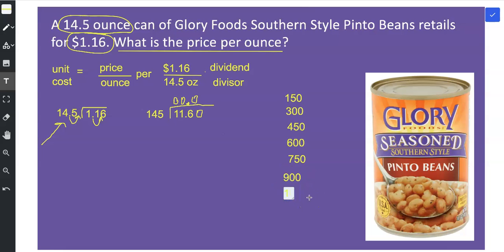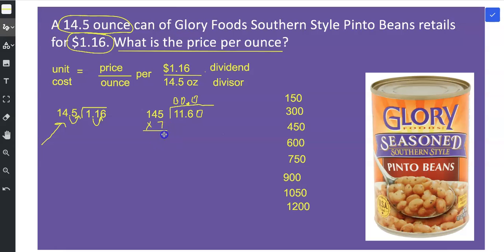900 plus 150 is going to be 1,050, and 1,050 plus 150 is going to be 1,200. And 1,200 is pretty close to 1,160, and so is 1,050. So that's 1, 2, 3, 4, 5, 6, 7, 8 150s. So I'd say about 7 or 8 145s will go into 1,160. So let's try 7 first. Why not? So 145 times 7.